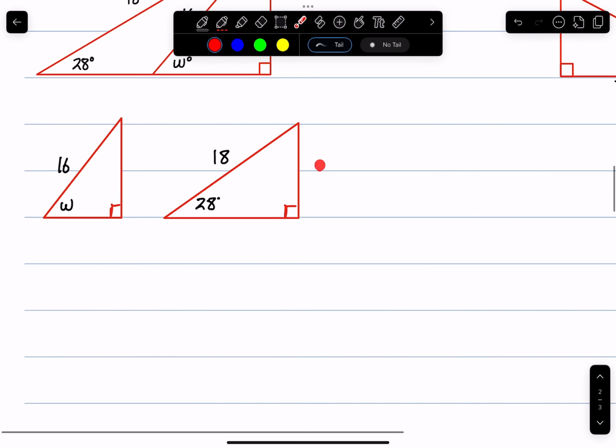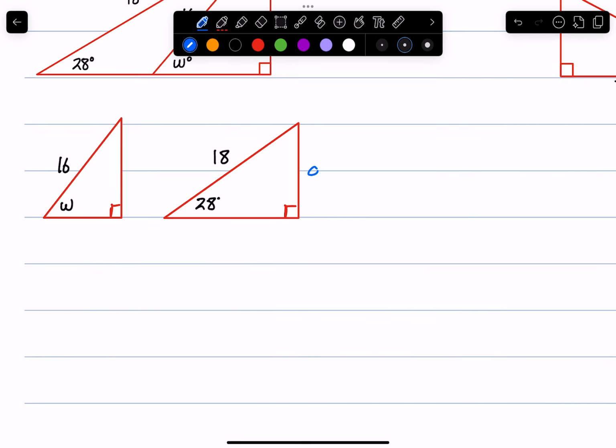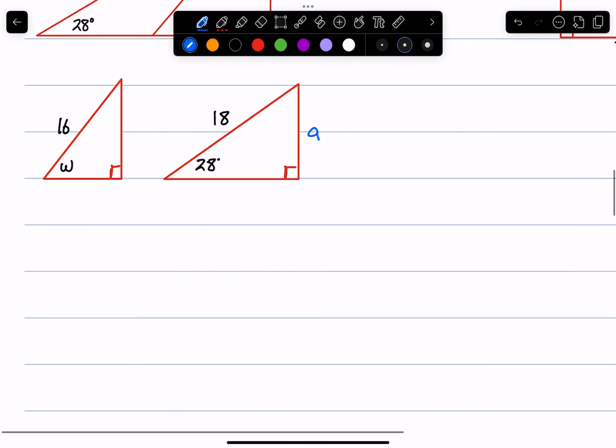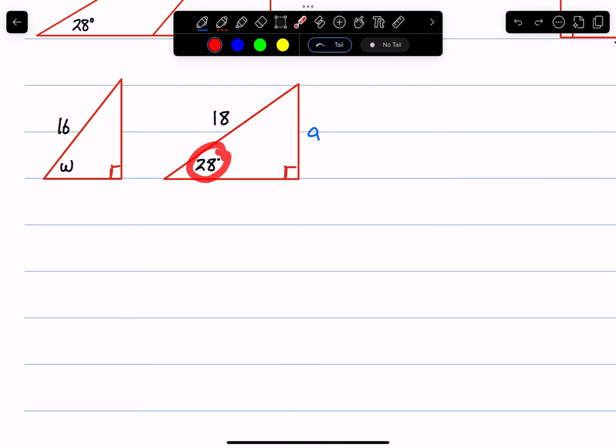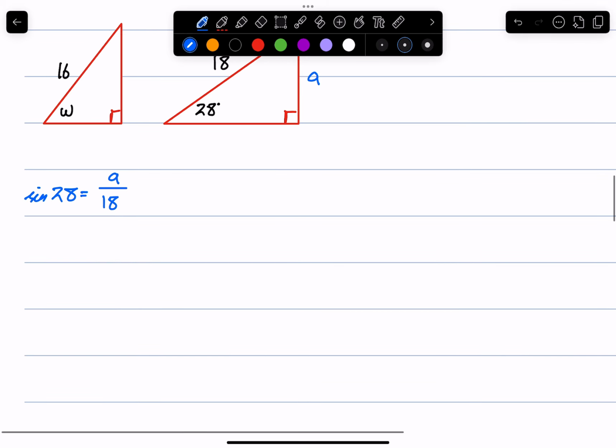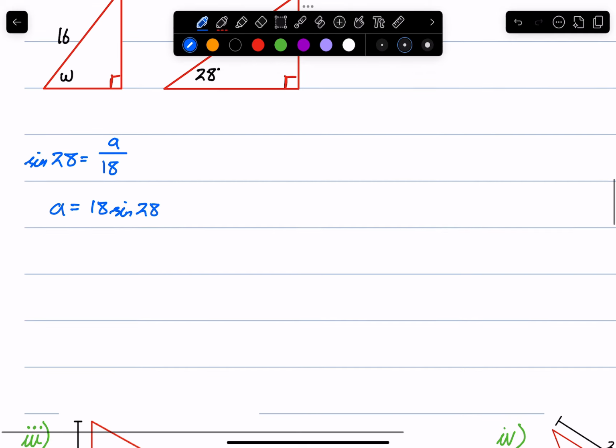So let's find this side here. Let's label that side A. So A equals, we can see we can utilize A by going with sine in this case. It's opposite and hypotenuse. So sine 28 equals A over 18. Multiplying both sides by 18, we get A equals 18 sine 28.